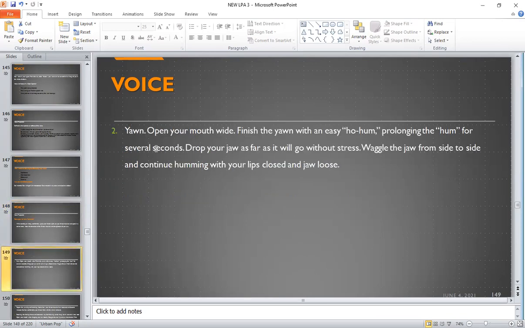Yawn, open your mouth wide. Finish the yawn with an easy ha, prolonging the hum for several seconds. Drop your jaw as far as it will go without stress. Waggle the jaw from side to side and continue humming with your lips closed and jaw loose. This is just an exercise for your jaw.